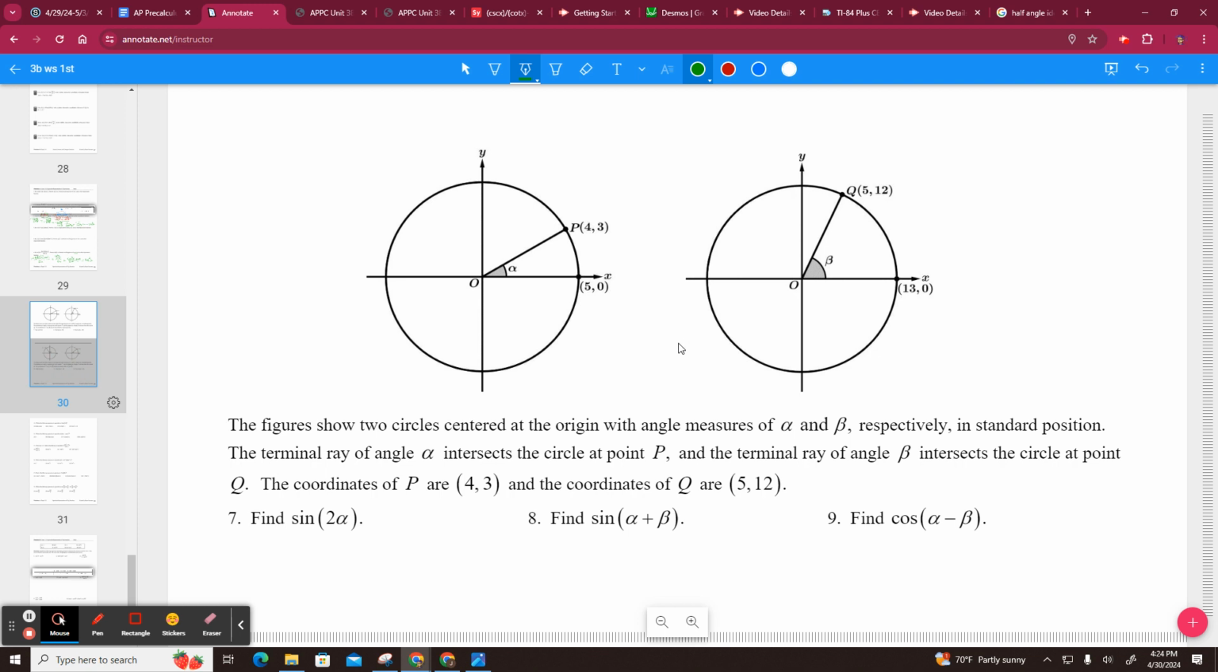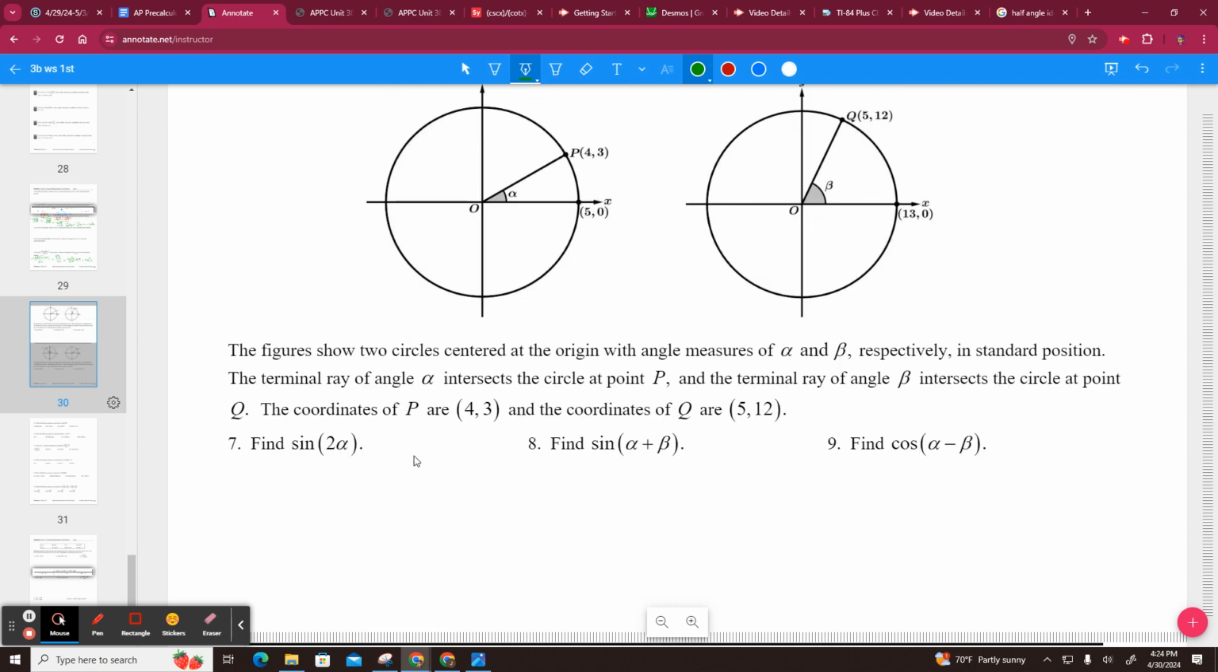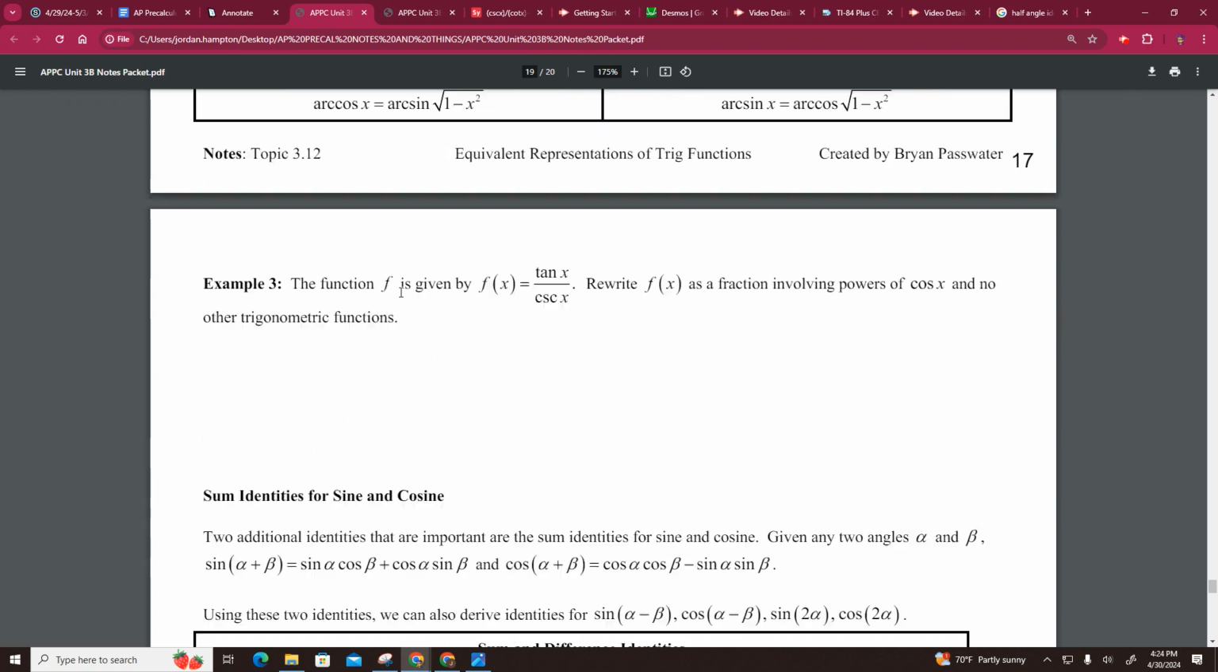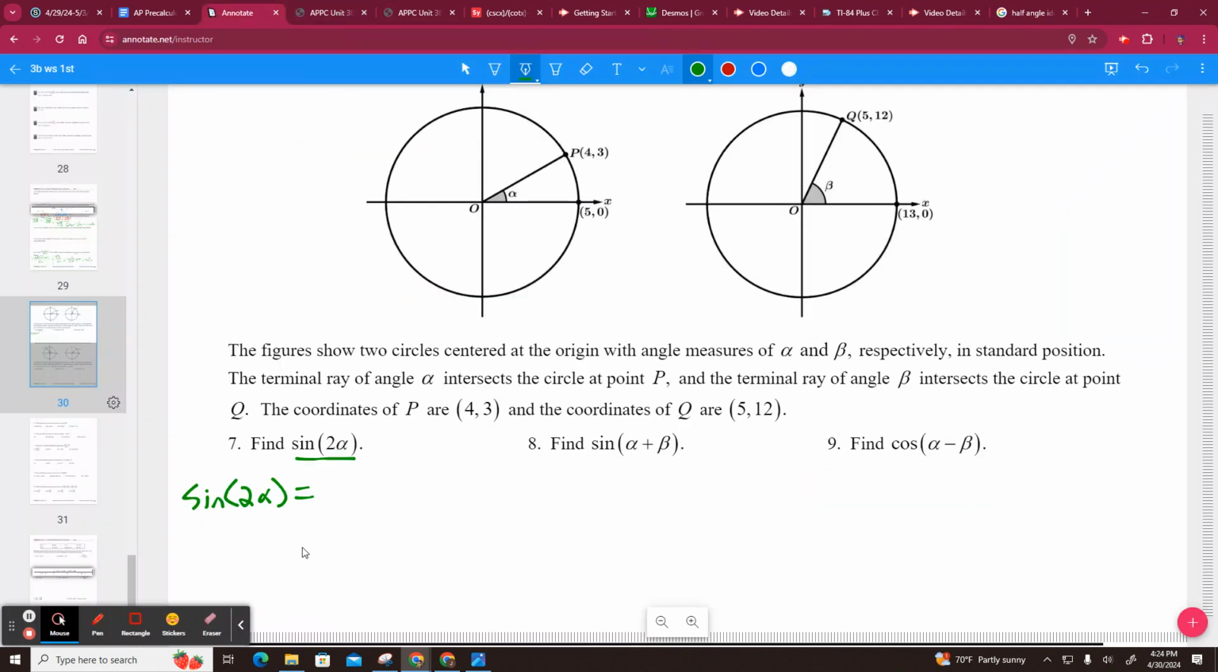Then I'll do 7 and 8 because these are similar problems. So it says find sine of 2 alpha. So I need to use the double angle formula here. So the double angle formula just says that sine of 2 of something, like sine of 2 alpha. This is coming from this page of my notes, page 18. So this right here is sine of alpha and cosine of alpha.